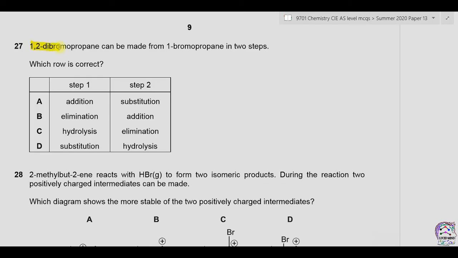Question 27. 1,2-dibromopropane can be made from 1-bromopropane in 2 steps. Which row is correct? This is 1-bromopropane, CH2, CH2, CH3. We have bromine atom on first carbon atom. Now first this compound can be reacted with ethanolic sodium hydroxide. Elimination will occur and HBr is removed from this compound, so we will have CH2 double bond CH CH3 plus NaBr plus H2O.